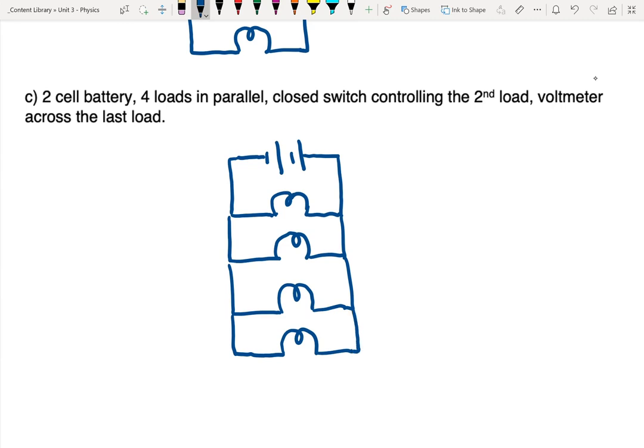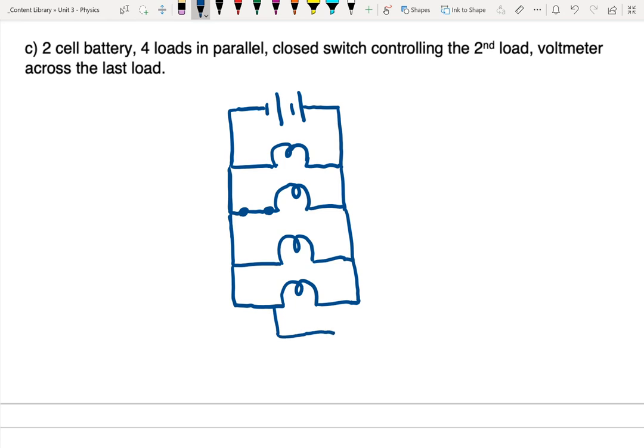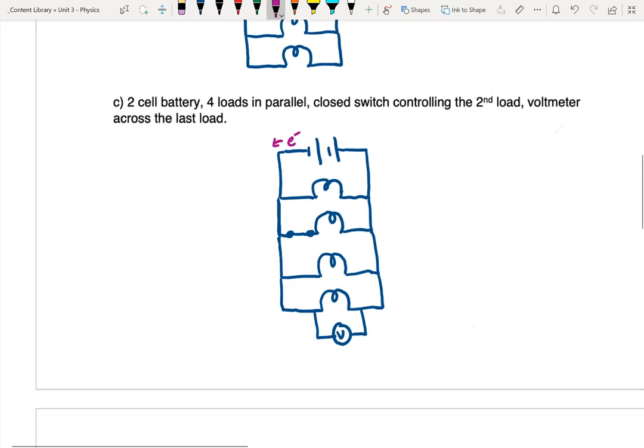So I have my 2-cell battery. I have my 4 loads. They're all in parallel. And I need a closed switch controlling the second load. So that means I need to have a switch out here in front that's closed to allow the electrons to go through. It doesn't make sense that the switch would be after, because that means electrons would still be able to flow through the load. So I want the switch before. Then a voltmeter across the last load. If I want to draw a voltmeter going across the last load, I'm going to have it connect before and after. So that is my voltmeter. And again, my electrons are flowing out of the negative end, going through the circuit, going to the positive end. So that is our example there.